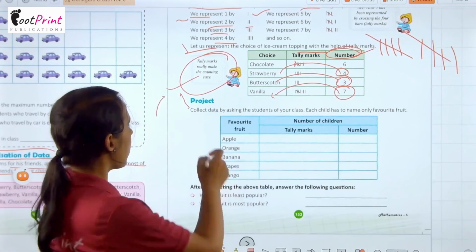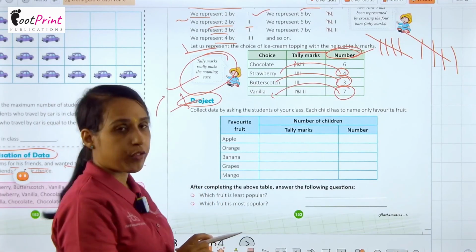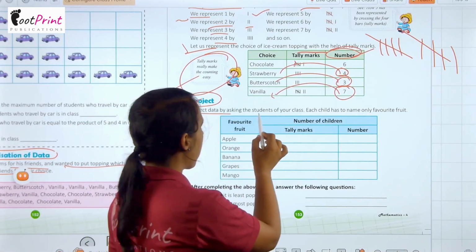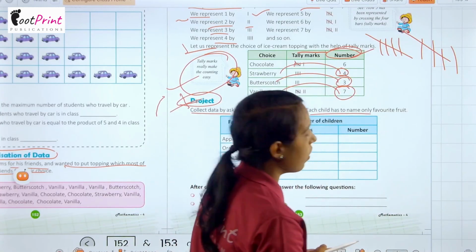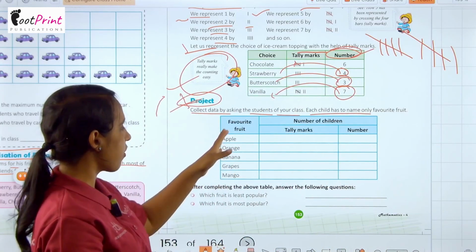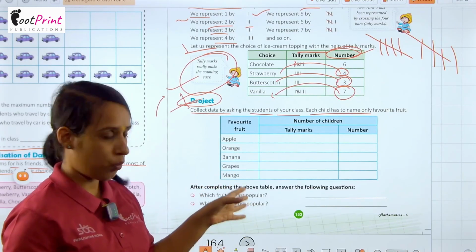Here we have a project work on the basis of your learning. In this, what you have to do is collect data by asking the students of your class. Each child has to name only their favorite fruit. So here we have apple, orange, banana, grapes and mango.